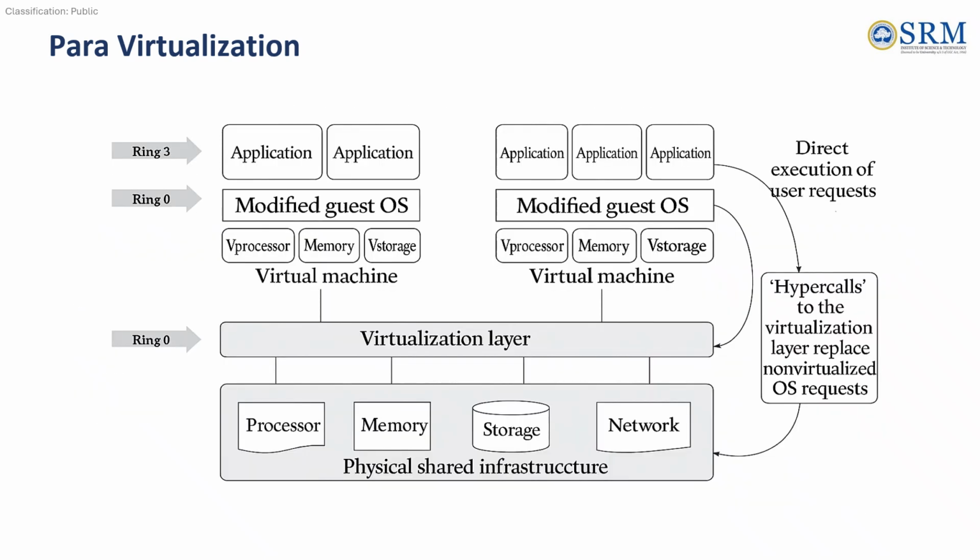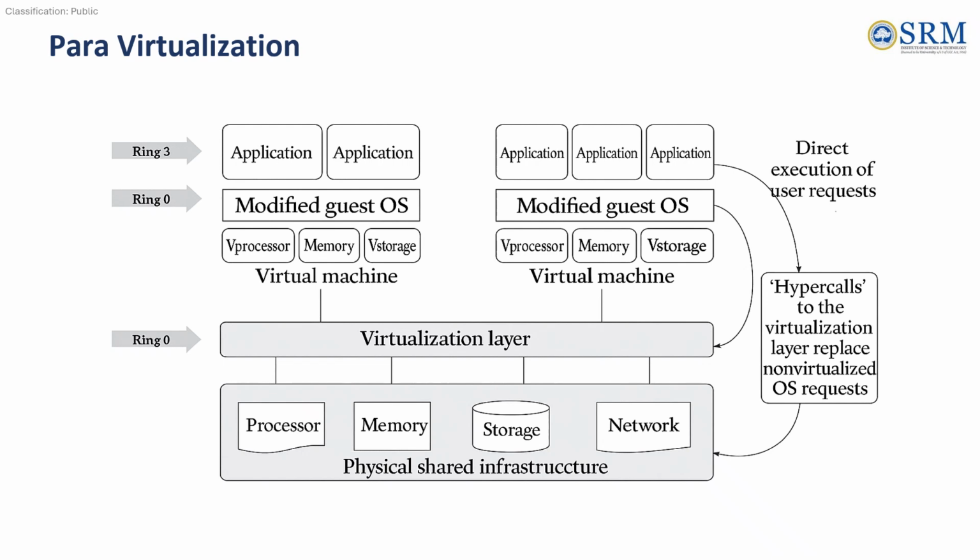This diagram shows the architecture of para-virtualization. At the bottom, we have the physical hardware, which includes components like the processor, memory, and storage. Above the hardware, the hypervisor is present. Unlike full virtualization, here the guest operating systems are aware of the hypervisor. The guest operating systems communicate directly with the hypervisor using hypercalls instead of depending on binary translation. Because of this direct interaction, system performance becomes faster and more efficient.